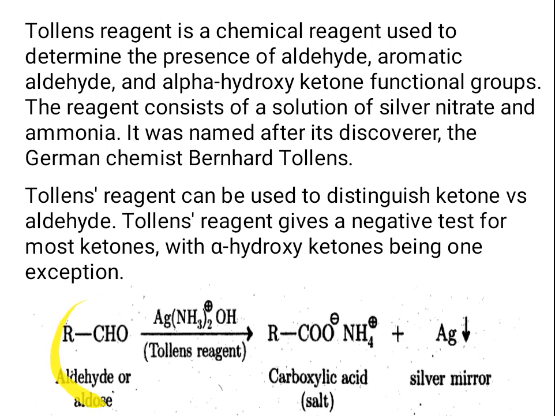Now see, if you take an aldehyde and add some Tollens reagent, then you will get a carboxylic acid and a silver mirror, by which you can determine that this substance is giving a positive test. You can see this silver mirror.